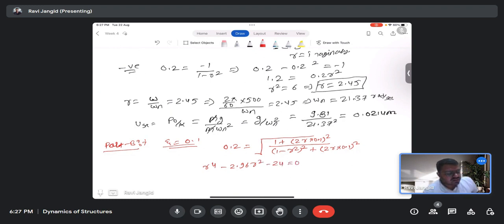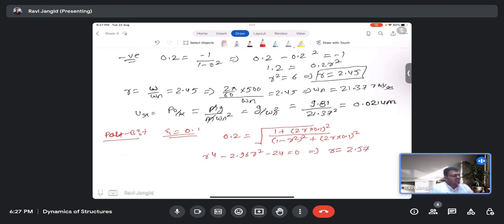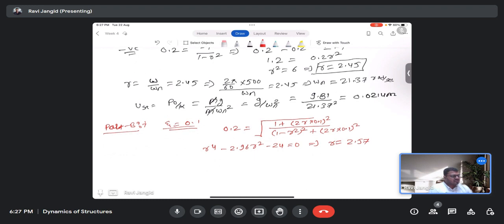to 0. Okay. And if you solve this equation, r becomes 2.57. Okay. So now find out what is your omega n. Can you give it a try and find out the static deflection, because I simplified all those things. So what is my omega n?